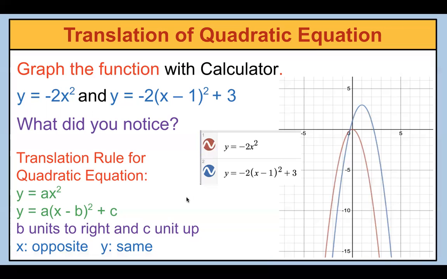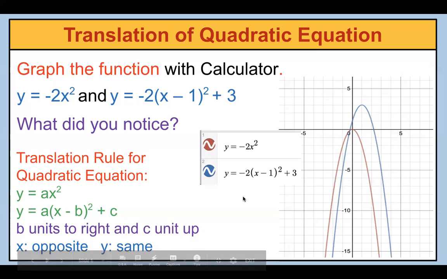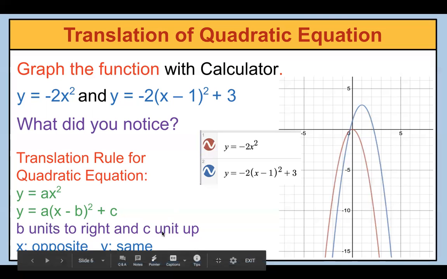Excuse me. Does x move to the right or left? So minus b. So x is opposite. So b is positive, right? But minus b. So b is positive, which means x goes to the right. So how many units? b units to the right.